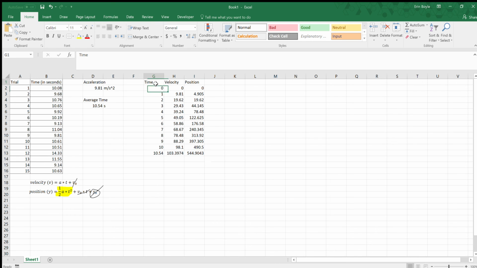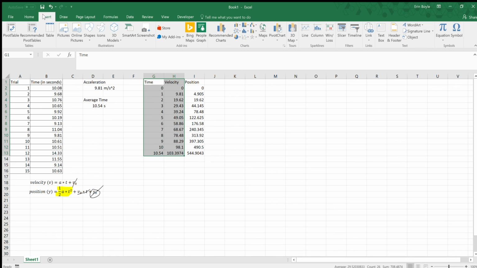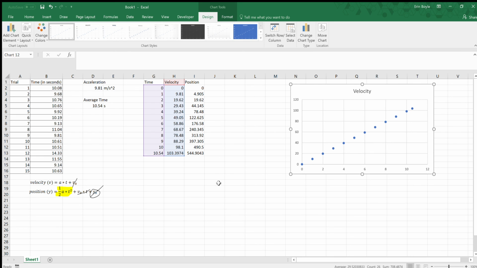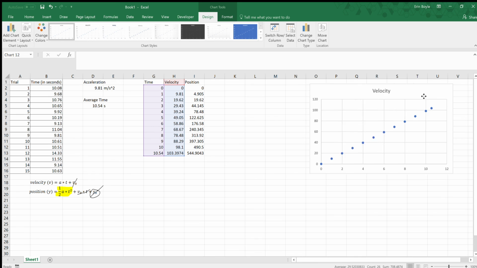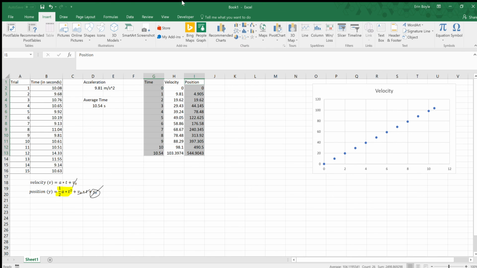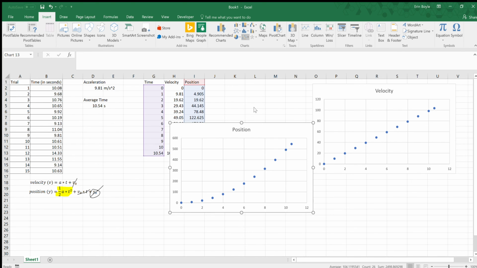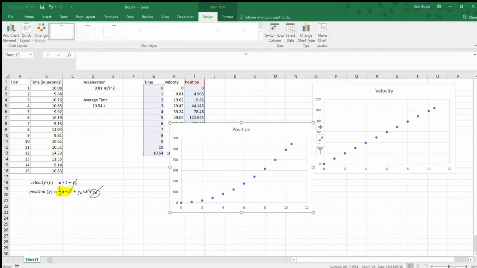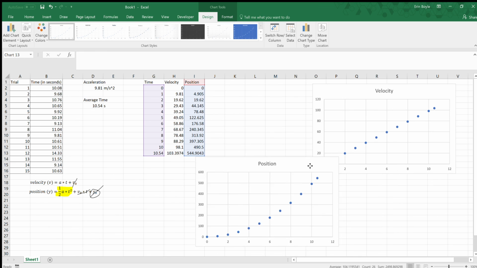So if I go here, select it, and then hit Insert Chart, it shows my velocity versus time. If I go and select these columns, and the way I selected the columns that weren't continuous was by hitting the Control button, Insert Chart, I got my position versus time.